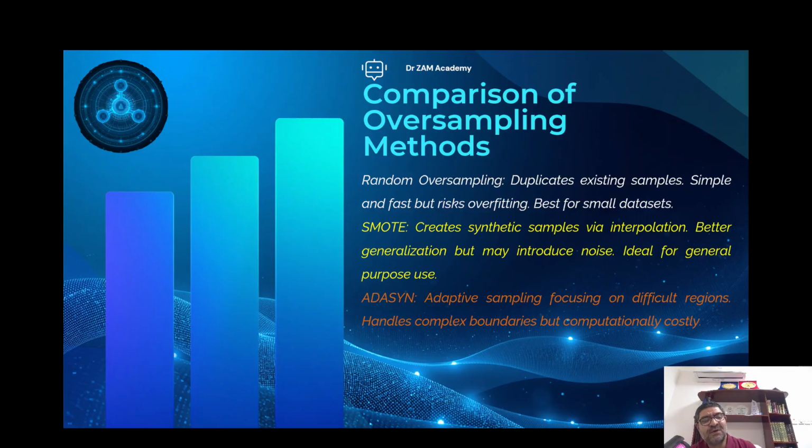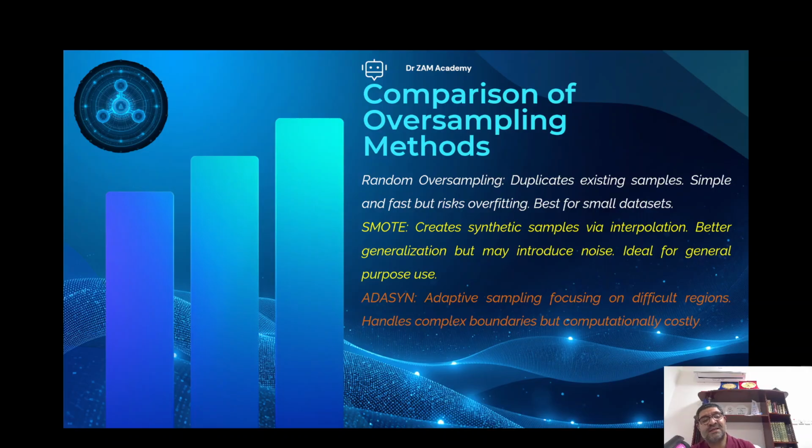Adaptive sampling focuses on difficult regions, so it is concentrating on those regions where it is very difficult to differentiate a minority class from a majority class. So it can be on the boundaries where the representation of the minority class might be less, and then it is filling those gaps. Handles complex boundaries, but computationally costly.